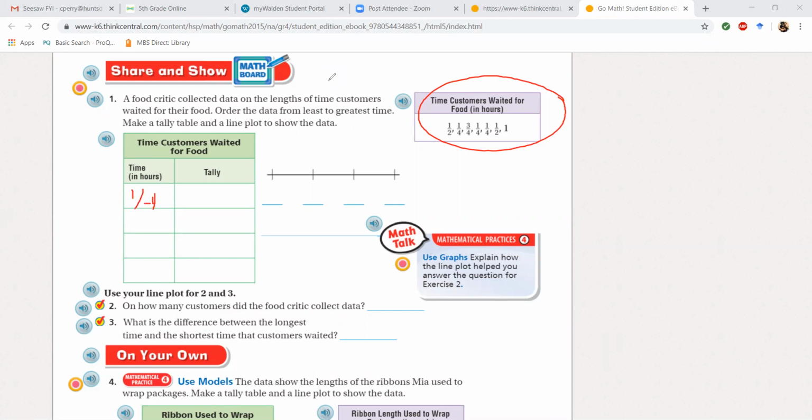Okay. Then we have 2/4, 3/4, and then a whole. So let's throw in some tally marks in each of these categories. So, all right, first 1/2.